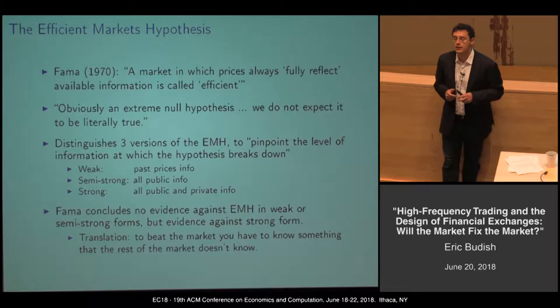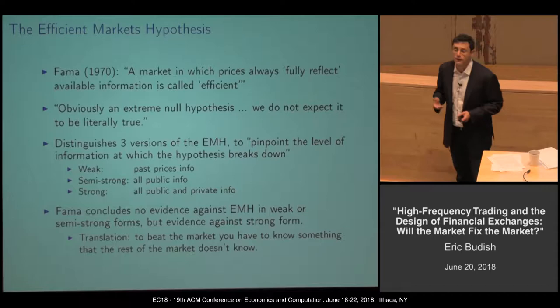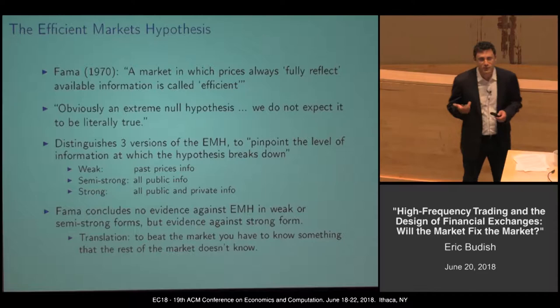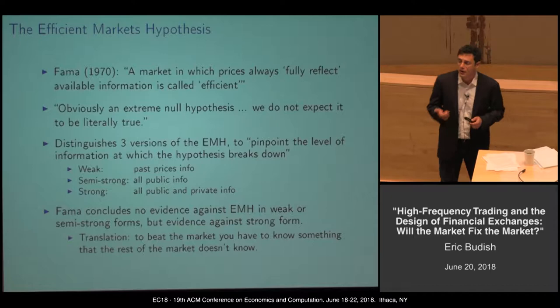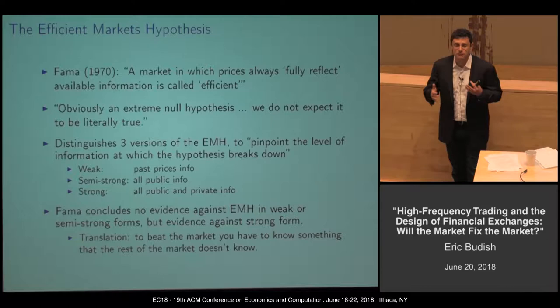But the first serious idea I came across about financial markets, and I imagine this is the first serious idea many of you have come across about financial markets, was the efficient markets hypothesis. So Gene Fama, senior distinguished colleague at the University of Chicago, famously distinguished between three forms of the efficient markets hypothesis, what he called the weak form, the semi-strong form, and the strong form. He wrote that efficient markets is obviously an extreme hypothesis. We don't expect it to be literally true, but what we should try to do is pinpoint the level of information at which the hypothesis breaks down.